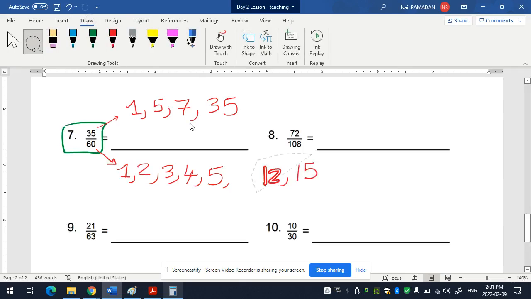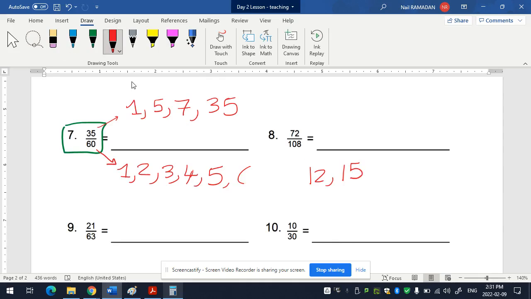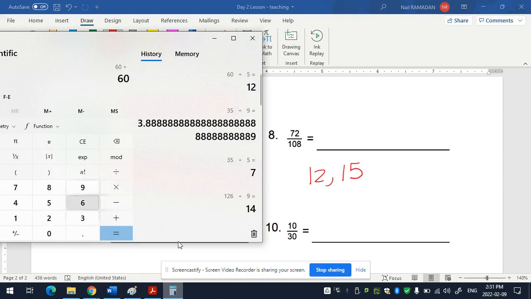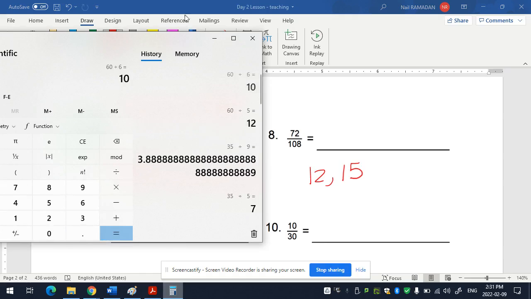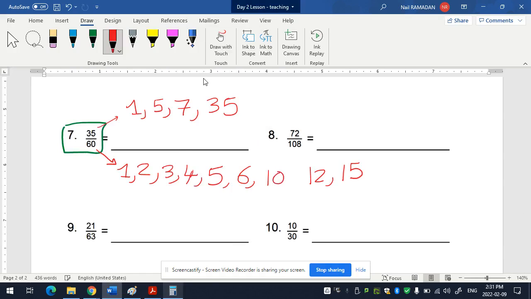Do you think 6 is going to work? Of course. 6 is going to work. Can someone tell me what's the other pair with 6? 60 divided by 6 is how much? 10. So 10 is going to work. 12, 15. Let's divide 60 by 3. What do you get? 20. Now divide 60 by 2. You get what? What's so special about 30 compared to 60? Halfway through, Jalil got it. So I am done.